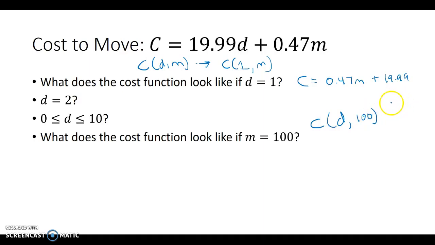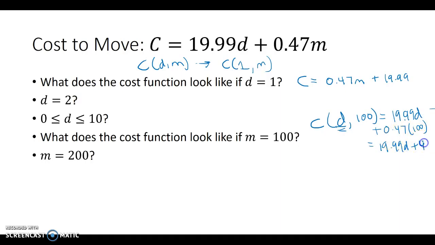So maybe you're driving 100 miles, but you don't know how long you're going to need the truck for. So your cost function is going to be $19.99 times the number of days, which is the variable, plus the 47 cents a mile you pay times the number of miles that you drive. We can reduce this to 19.99d plus 4.7. So your overhead in this case is $4.70. And again, notice that this is a perfectly neat linear function where the slope is now 19.99.